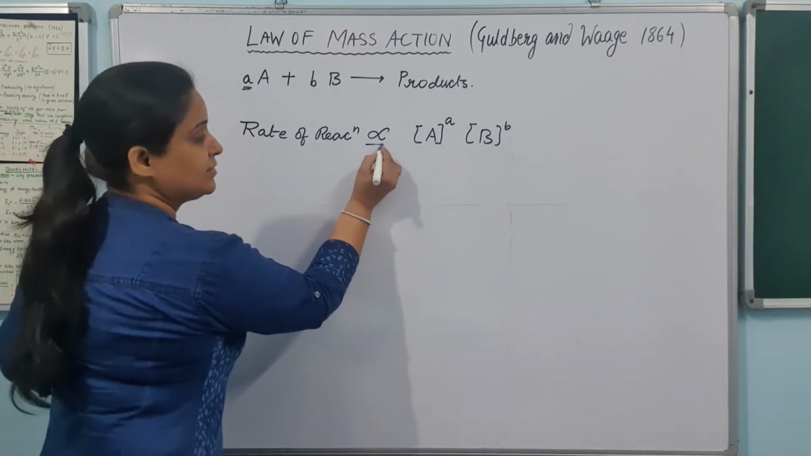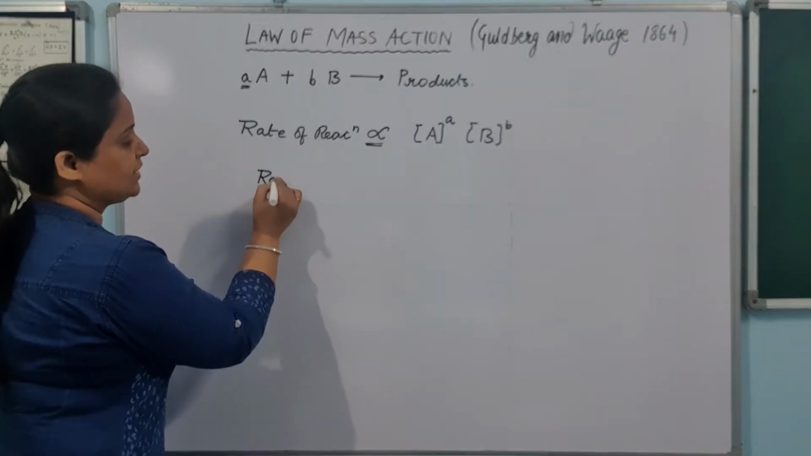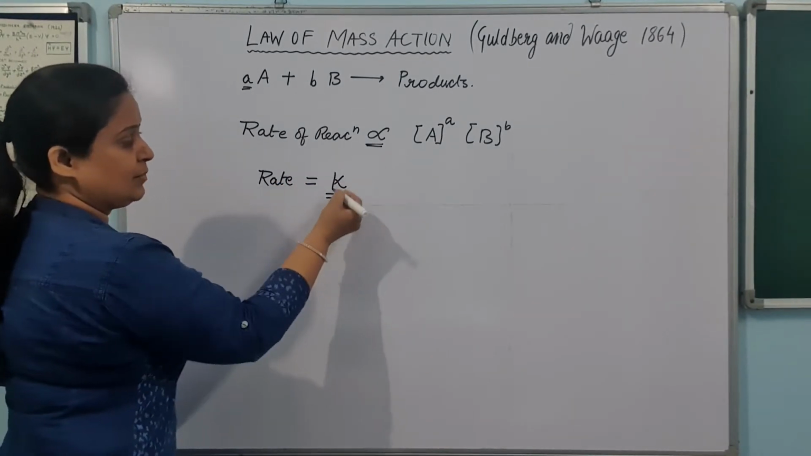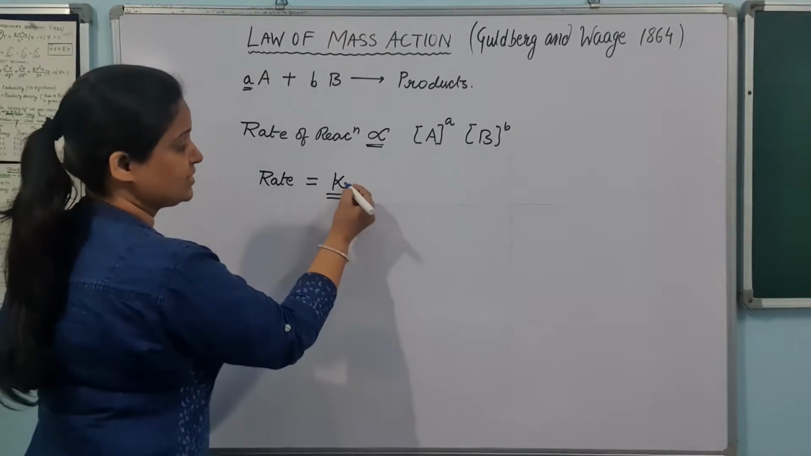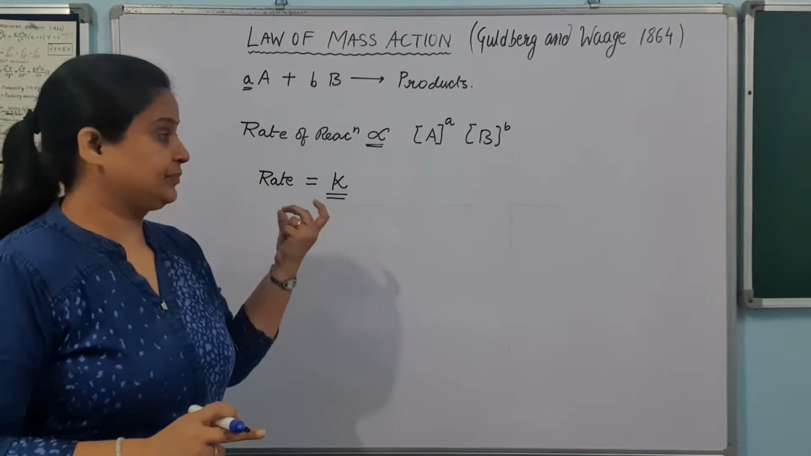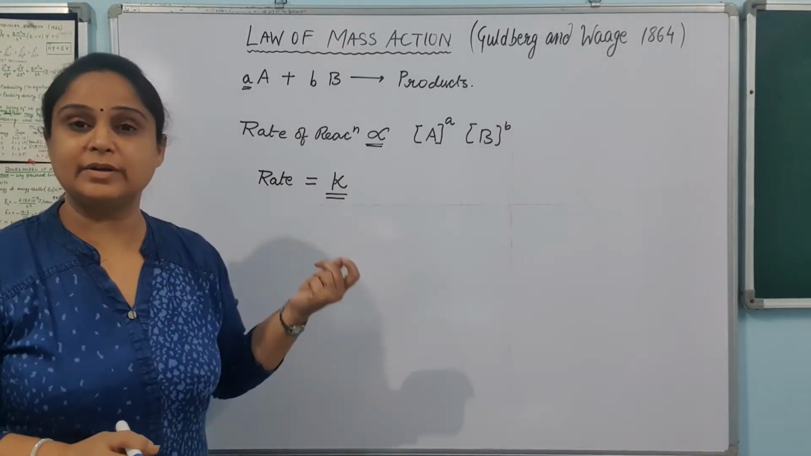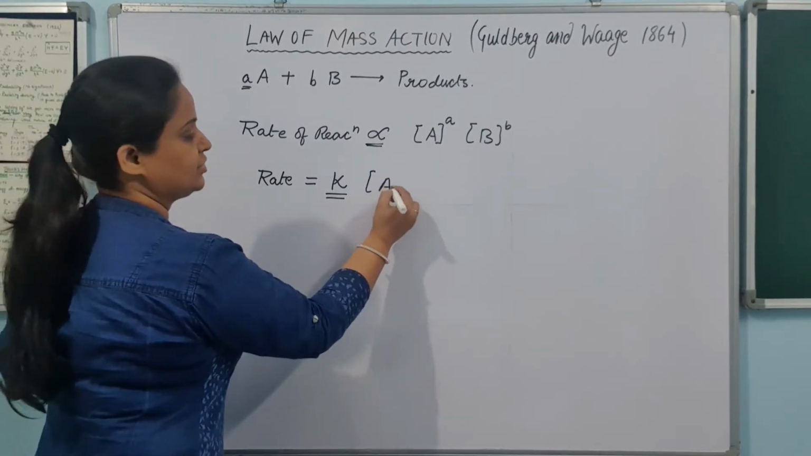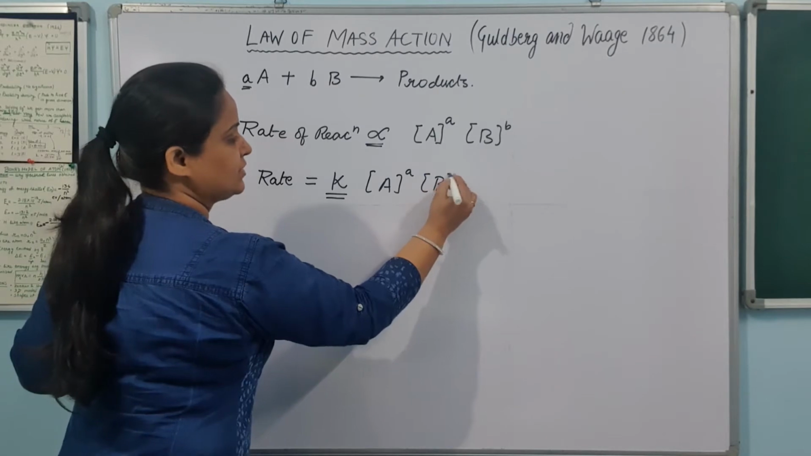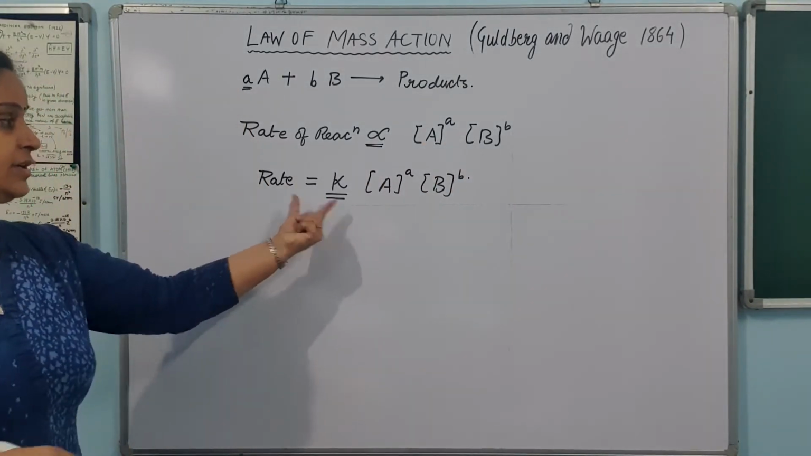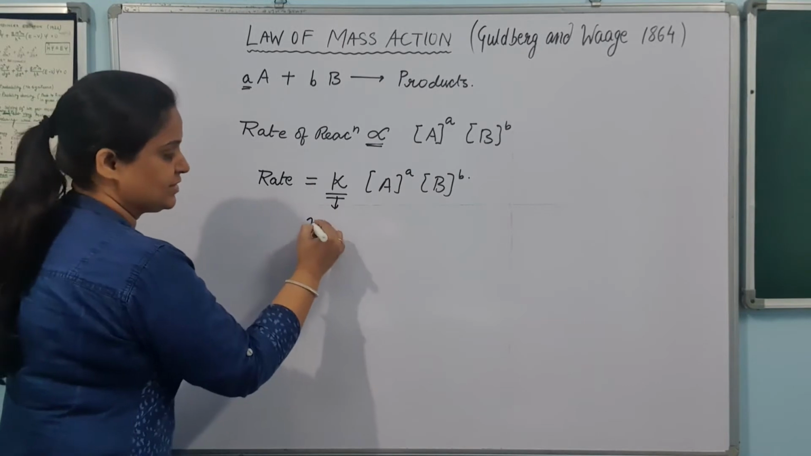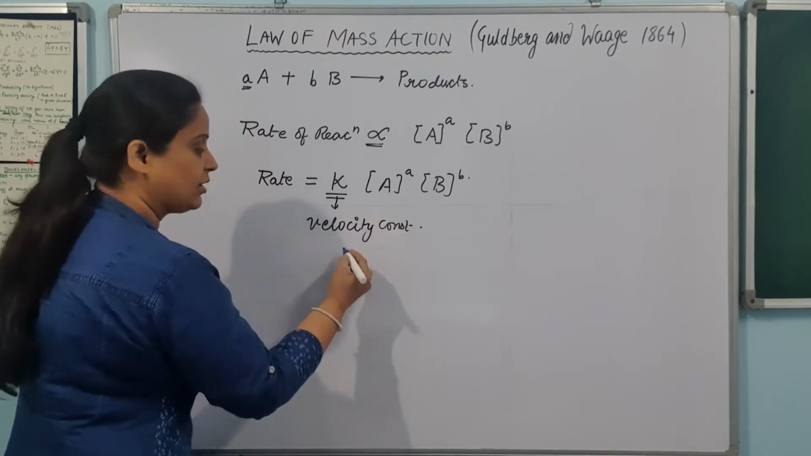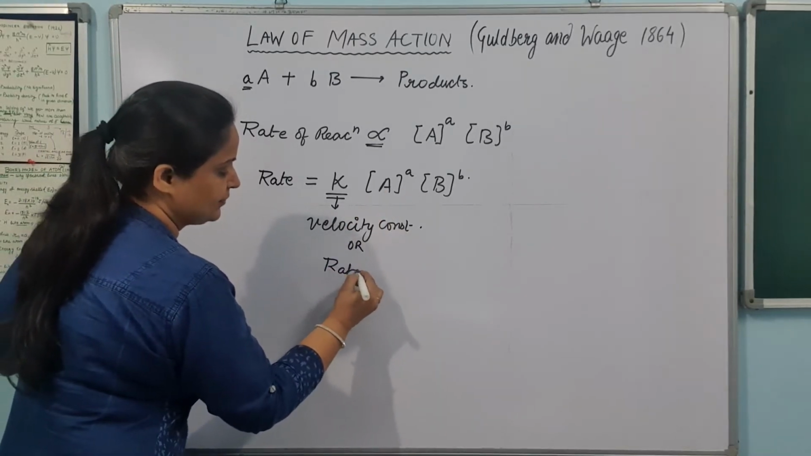If I remove this proportionality sign, I can write it as rate is equal to K, where I am using K as a proportionality constant. Just because this is constant, it is a special constant which is not going to change for a particular reaction at a particular temperature. So this will be fixed. This is what it turns into: [A] raised to power a and [B] raised to power b. The name of this constant is special. This is velocity constant, or it is also named as rate constant.